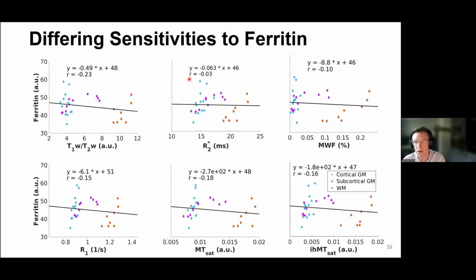Interestingly, the R2 star correlation was the lowest, where R2 star is typically used to look at iron content. It needs to be taken with a grain of salt because this is just an iron storage protein. It isn't necessarily indicative of the iron loading of the cell.